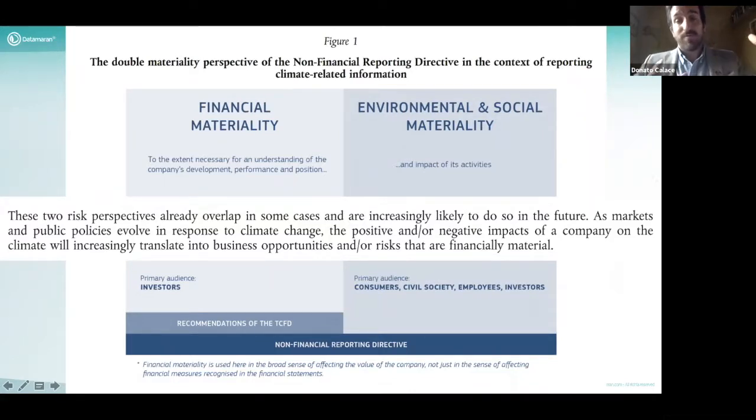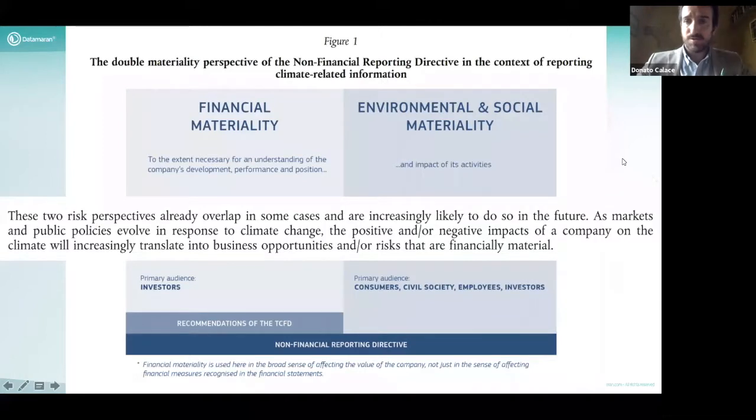So if you have followed, for example, the recent debate between SASB and GRI on what is the dominant perspective, financial materiality versus environmental and social materiality, the directive here is specifying that the two perspectives are very much interlinked. So we shouldn't be looking at them as parallel, separate, completely different worlds.